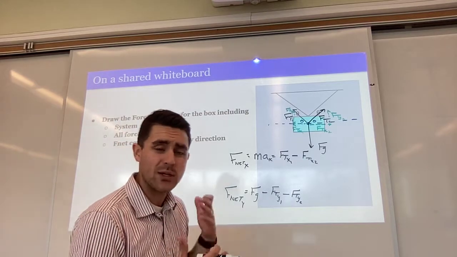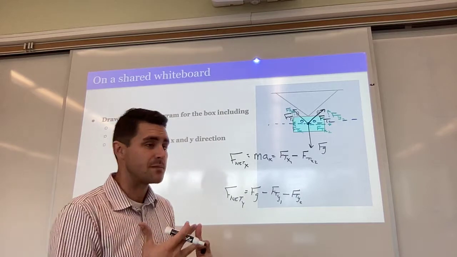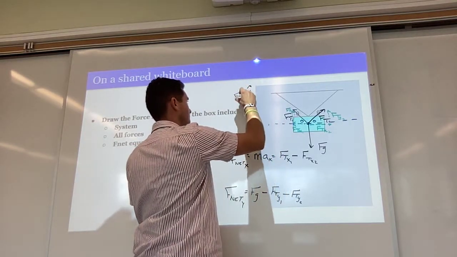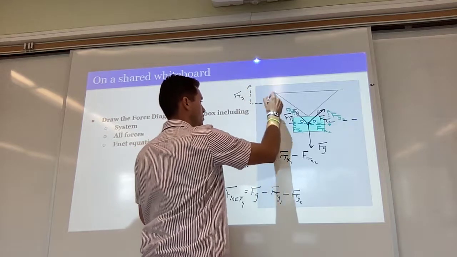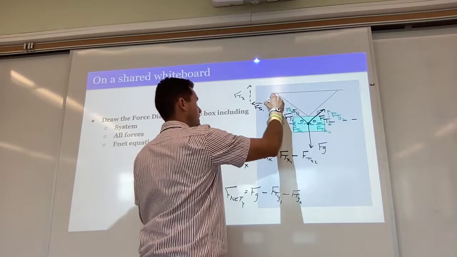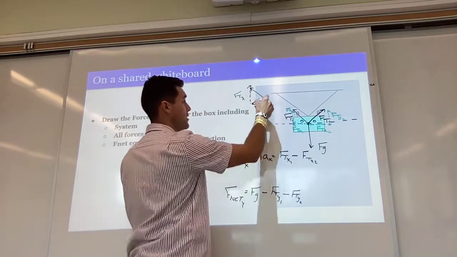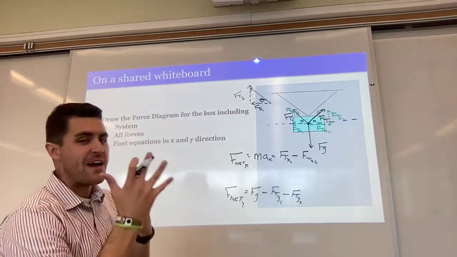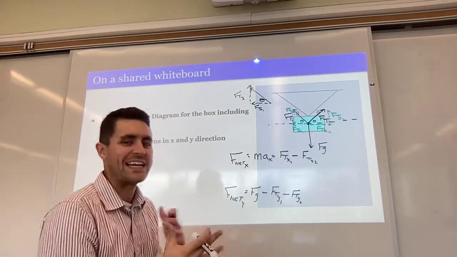But I'm not going to leave them as FTX1 and FTY2. I can actually go a little bit deeper. I can actually plug in some things. So if I look at these triangles where I have FTY1 and FTX1, and here's my tension force, this is a right triangle. So I can actually substitute in my vectors, my sines and cosines.